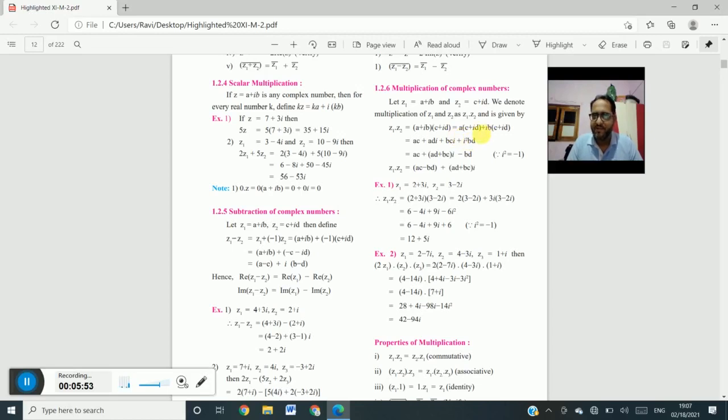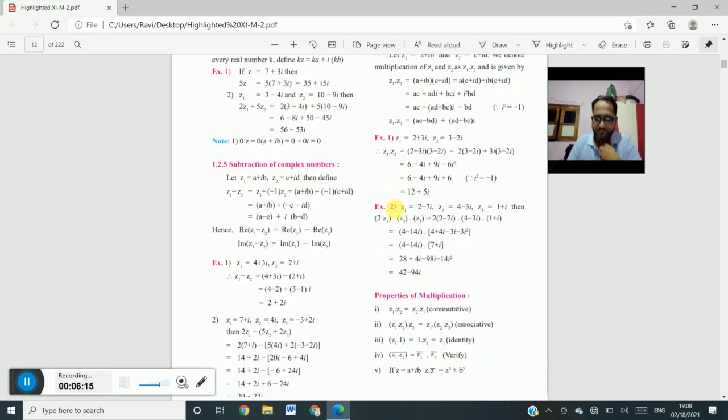Now solve the bracket, that is ac plus adi plus bci plus ibd, i into i, i square, and i square is equal to minus 1, right? Put i square equals to minus 1 and simplify this. So this should be the multiplication of the two complex numbers.